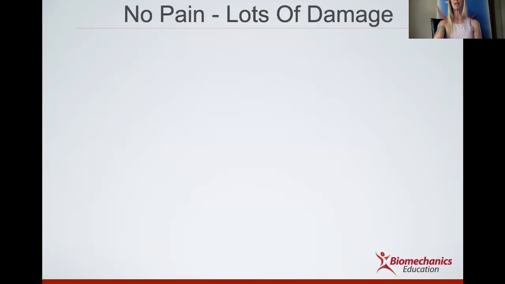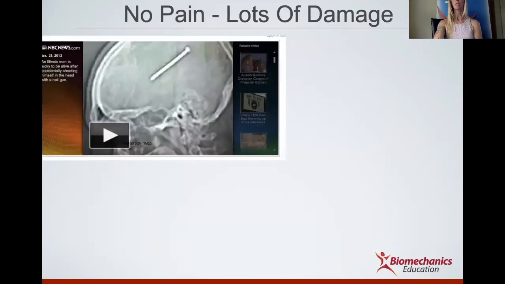So there are cases where individuals have had no pain, but a huge amount of damage. You can see from this image here, that looks pretty daunting, to have what looks like a screw or a nail in the head. And so obviously there's no pain message. This guy, my understanding was an Illinois man, lucky to be alive after accidentally shooting himself in the head with a nail gun. Apparently he managed to do it because it dropped, I think, if you read the article. But he just went in, he carried on his work, walked into the hospital, and they did the scan, and that's what they saw.